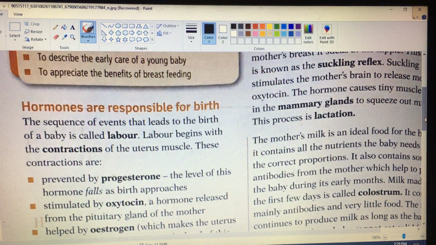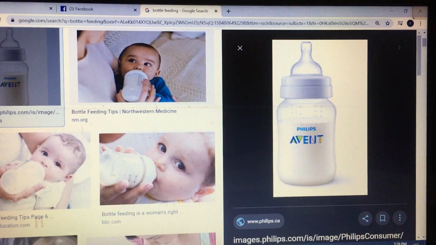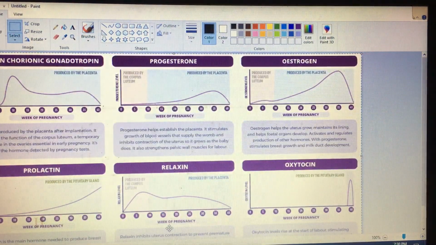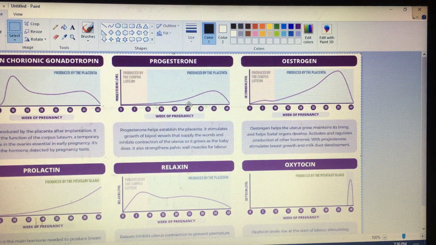Now, those contractions are affected by 3 main hormones, which are progesterone, oxytocin, and estrogen. So let's study the properties and what will happen to the concentration of each hormone. So let's start with the first hormone, progesterone, which prevents the contractions of the uterus muscle.